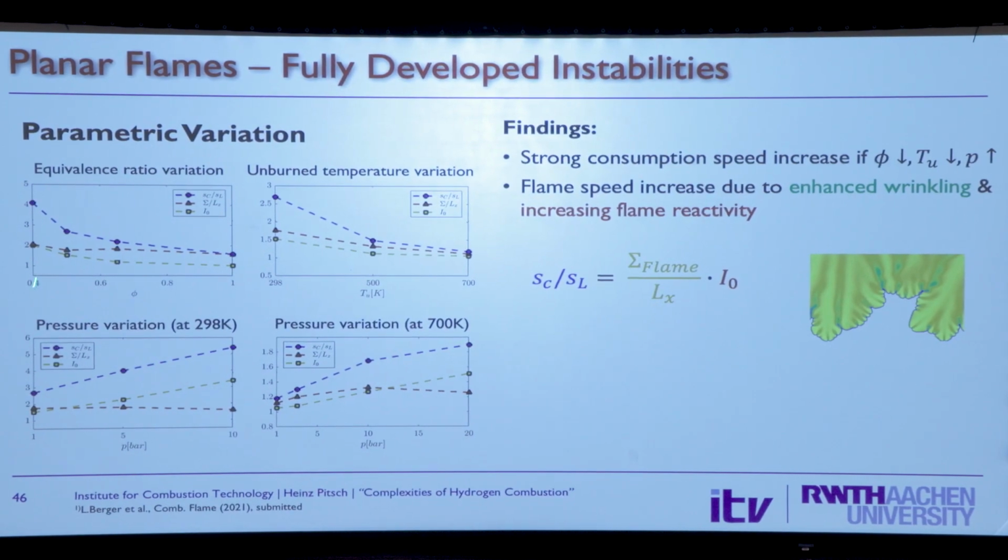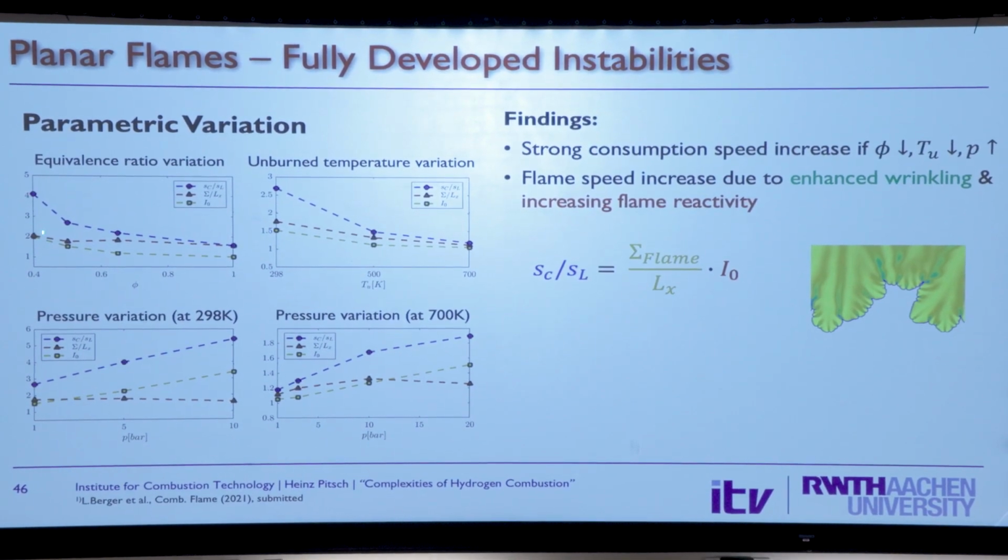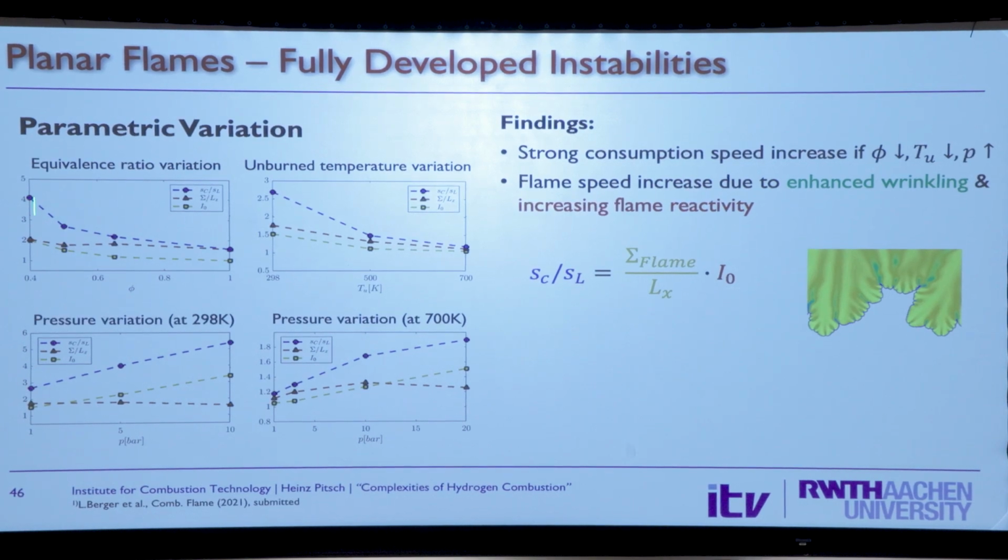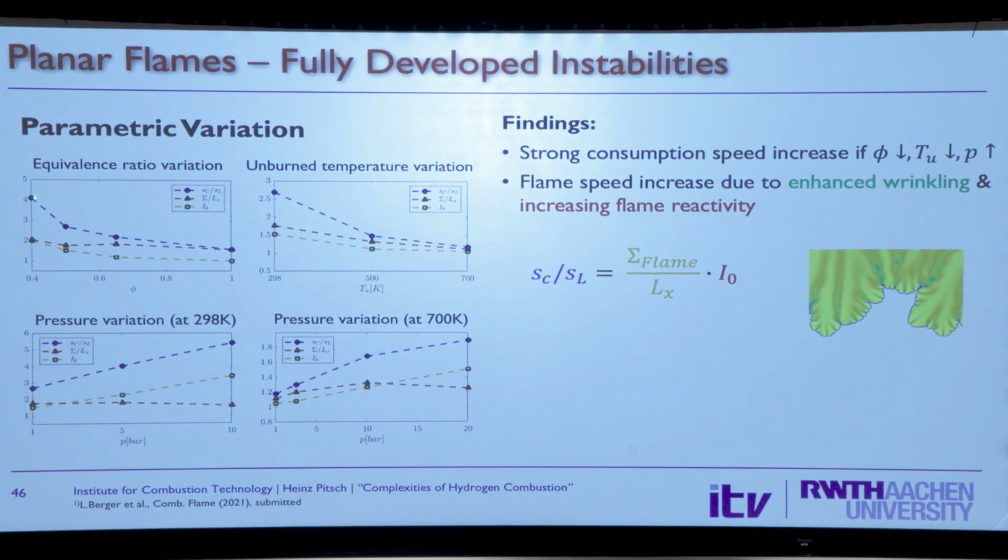This is ambient temperature and pressure, and this is an equivalence ratio of 0.4. That's what we often use as a reference. And it turns out this blue line here shows the consumption speed divided by the laminar flame speed. So this flame burns 4 times faster.